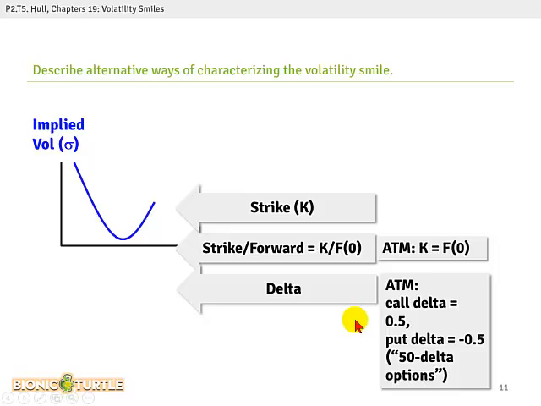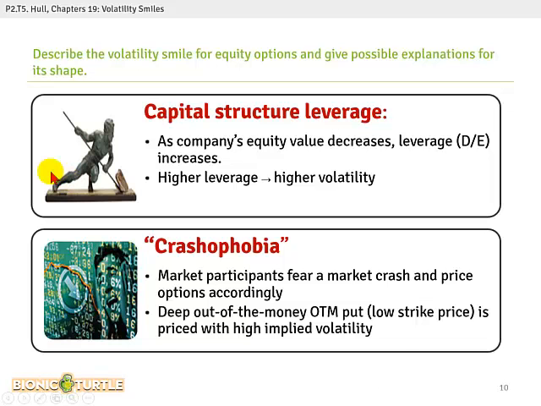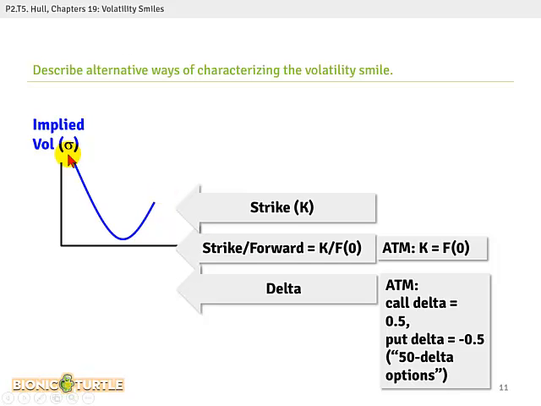Keep that thought in mind. So crashophobia is what we would be concerned with here. Notice this is strike price. So as you move over here to the left, deeply out of the money puts would be more expensive, corresponding to higher implied volatilities. Why might they be more expensive? Because market participants demand them more. They're buying them for what we would call tail insurance. That's the crashophobia. I think that's a very plausible explanation.